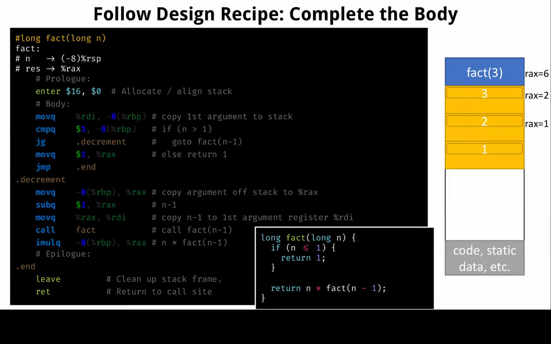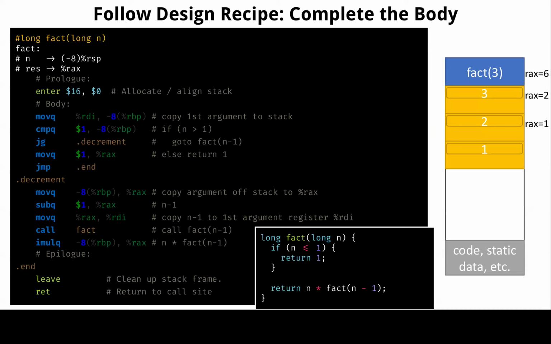Then we compare if n is greater than 1. Okay, we're doing this compare. Here we compare n is equal to 1, but here we compare if n is greater than 1. The same thing. So if it's greater than 1, we go to this decrement thing here. Eventually we are going to call fact n minus 1.